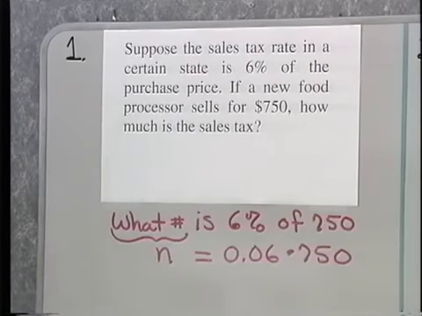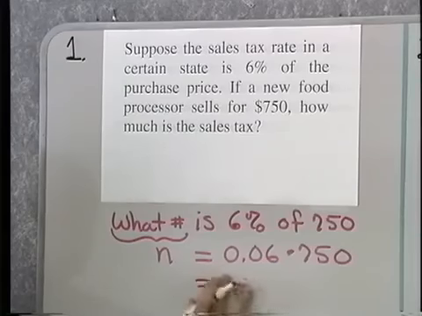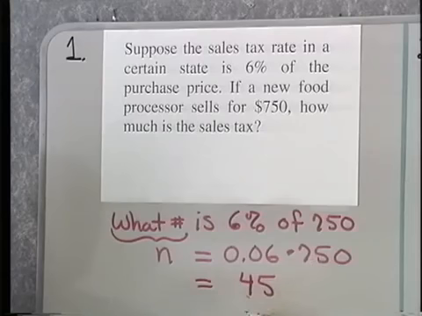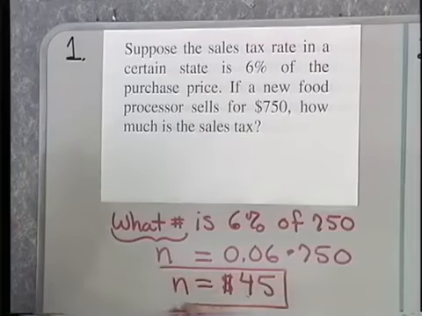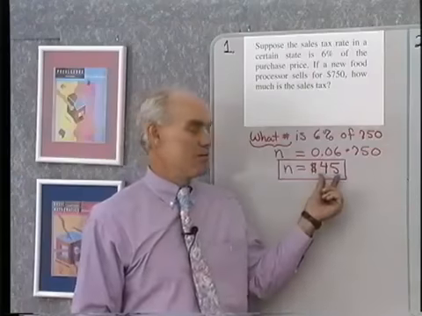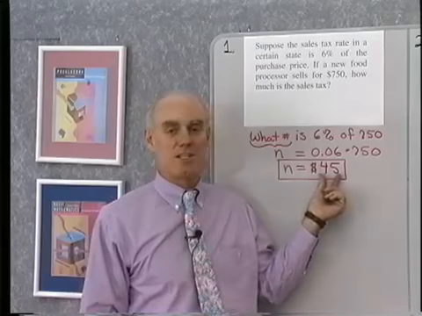Now when I actually do that multiplication, I end up with 45. 0.06 times 750 is 45. So $45. So what I end up with is $45. $45 is the sales tax.